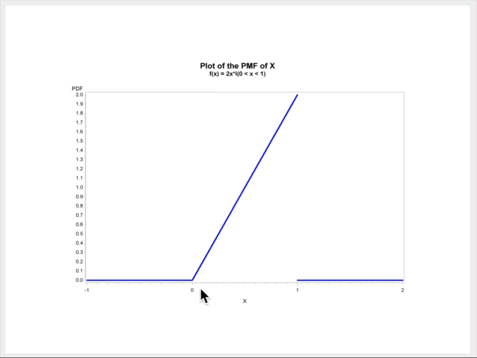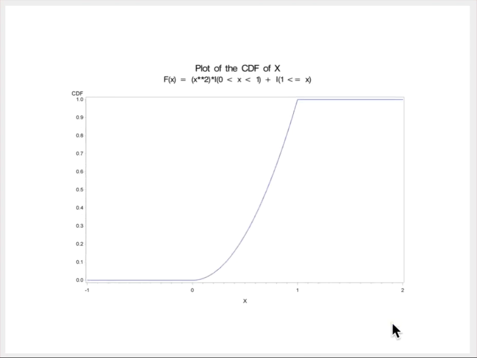All right, and then for values of x between 0 and 1, the expression for the PDF is 2 times x. So this is a straight line with a slope of 2. And then the CDF looks like this. For values of x less than or equal to 0, the CDF is equal to 0. For values of x that are greater than or equal to 1, the CDF is equal to 1. And for values of x between 0 and 1, the expression for the CDF is x squared, the quadratic function.